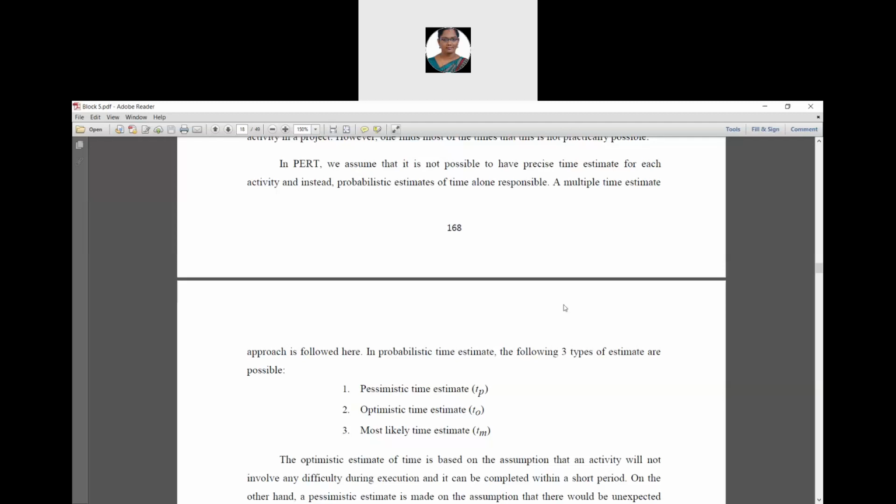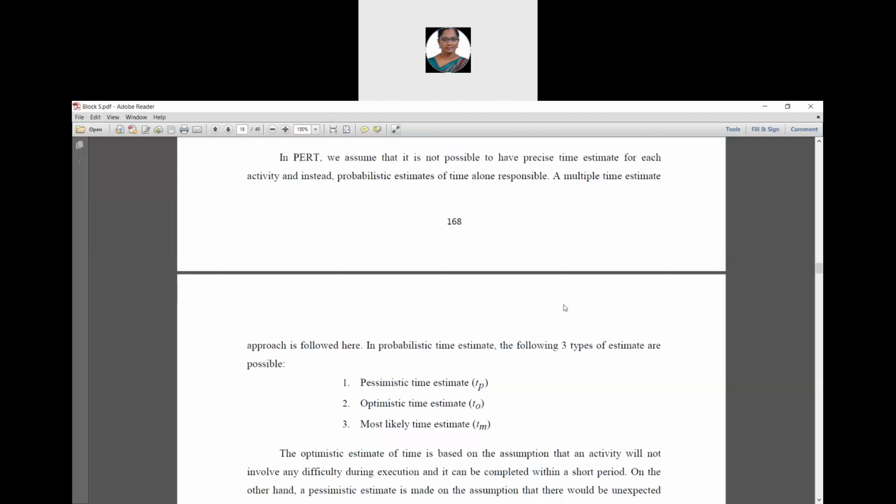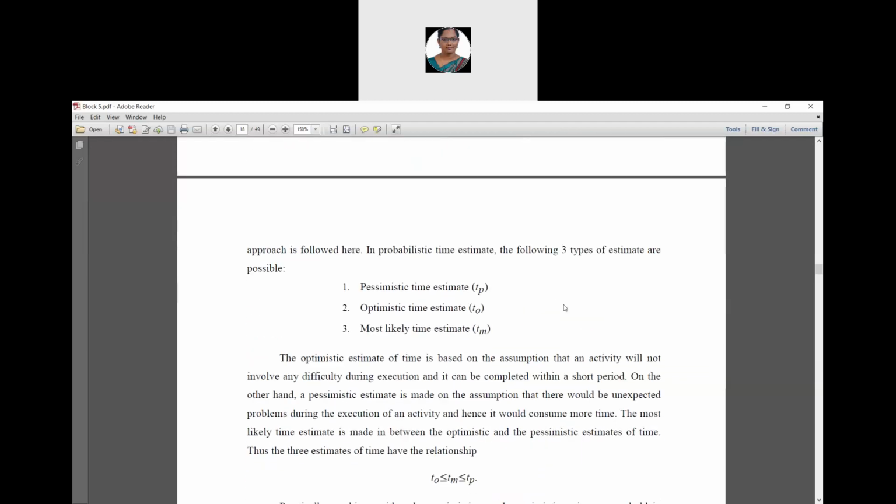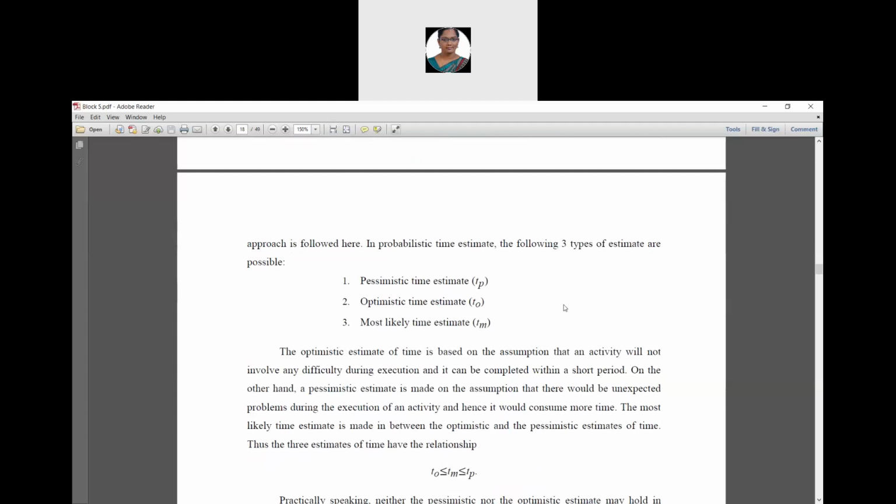Here we are going to see the definitions for the three time estimates: optimistic time estimate, pessimistic time estimate, and most likely time estimate. The optimistic time estimate is denoted by T naught, and it is defined as the duration of any activity when everything goes on very well during the project. That is, labor is available and comes in time, machines are working properly, money is available whenever needed, there is no scarcity of material needed, etc.